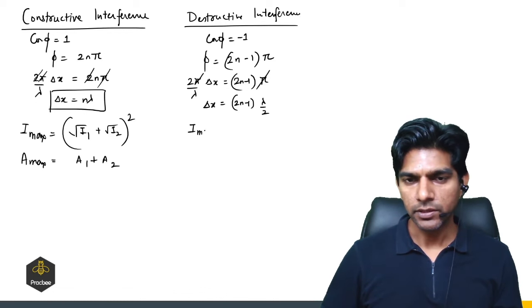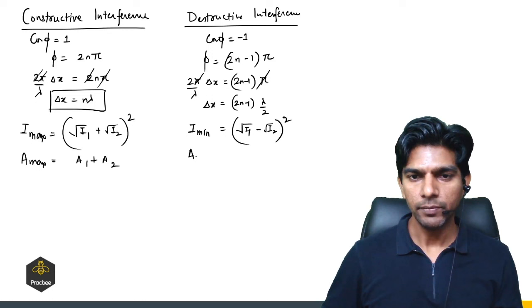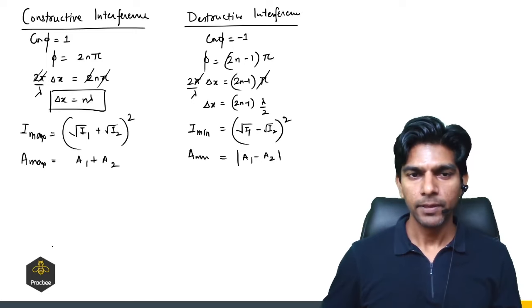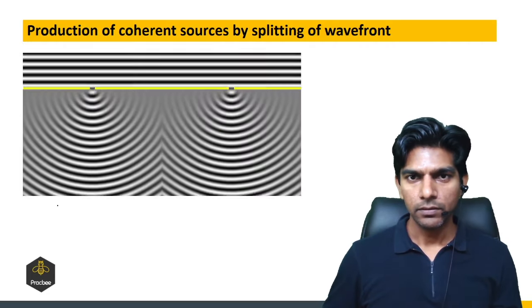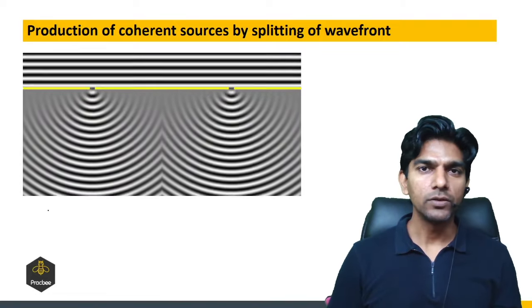So in case of destructive interference, the intensity is minimum. So we can say it is the square of root I1 minus root I2. And the minimum amplitude will be modulus of A1 minus A2. So these formulas we have to remember, right? Okay, right. So now let us see how we can produce coherent sources by splitting of the wavefront.